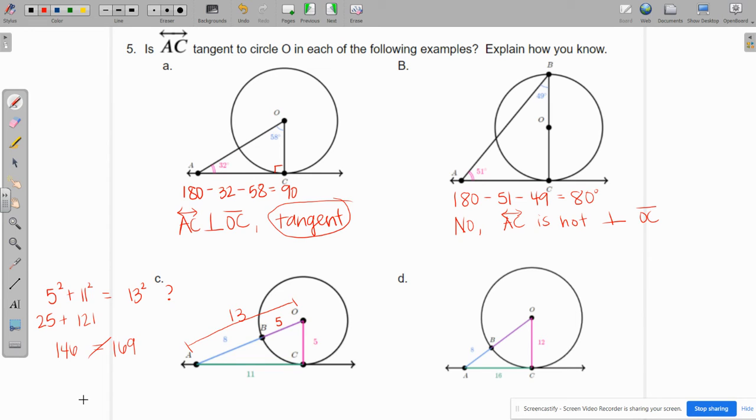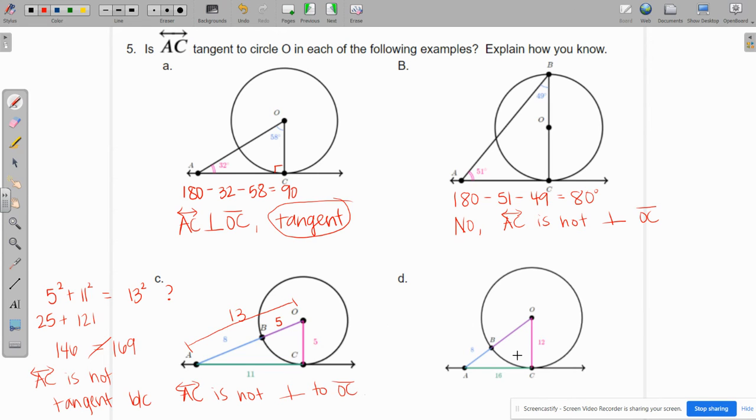So since those are not equal, this is not a right triangle. So we would say that line AC is not tangent, because line AC is not perpendicular to segment OC.